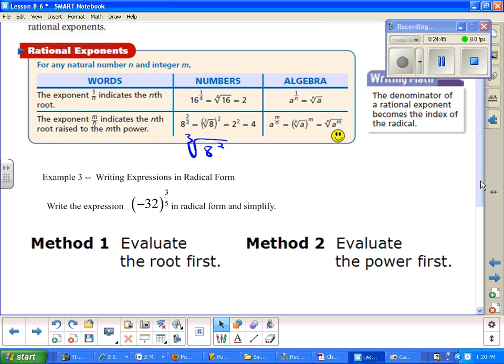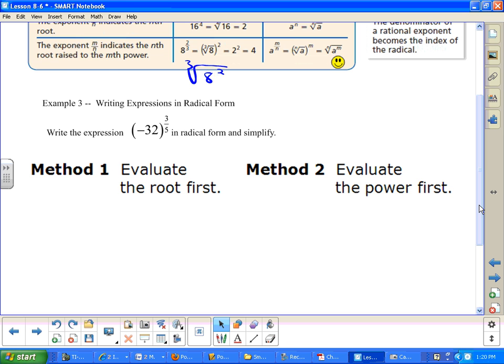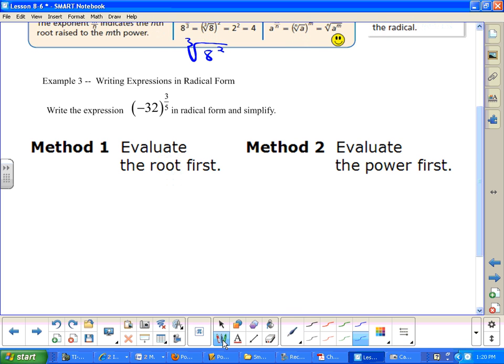So we're going to write in radical form. It says write the expression -32 to the 3/5 in radical form and simplify it. So I can do it 2 ways. I can write it as the fifth root of negative 32 cubed, or the fifth root of negative 32 to the third power. Either of those two will work.